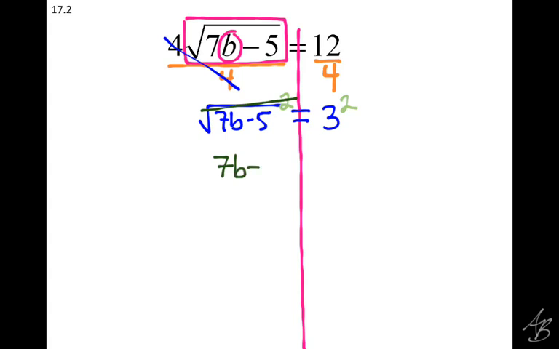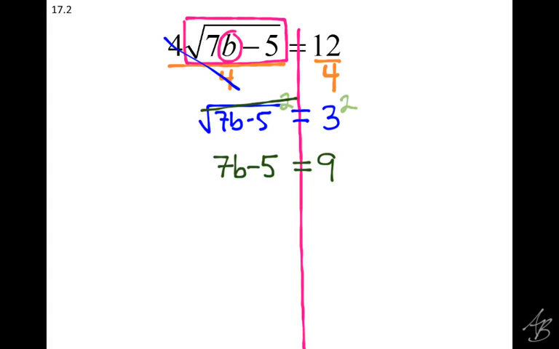Okay. So we get 7b minus 5 on the left, and on the right, 3 squared. 3 times 3 is? 9. Could it be negative 9? 3 times 3 could be negative 9? No. It's a positive 3 times positive 3. It's always going to be a positive 9. So in these problems, when we're squaring it, you're not going to get two different answers. You're only going to get one answer.